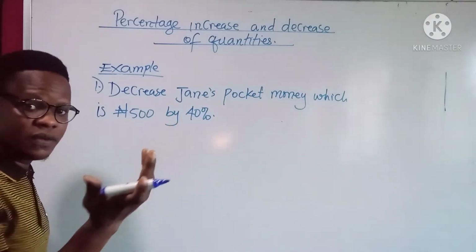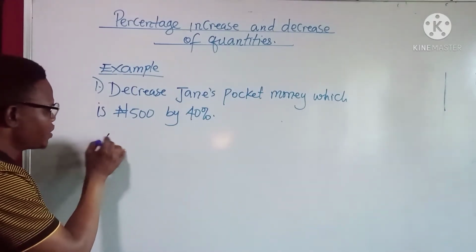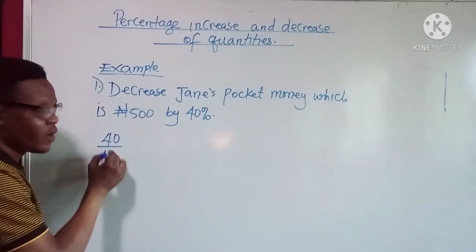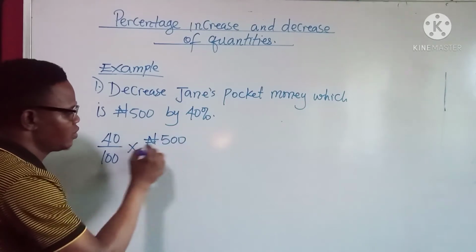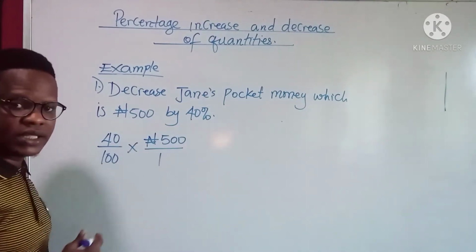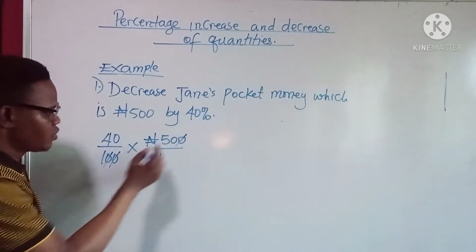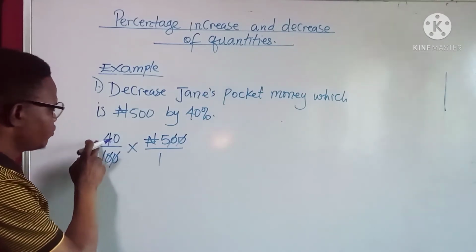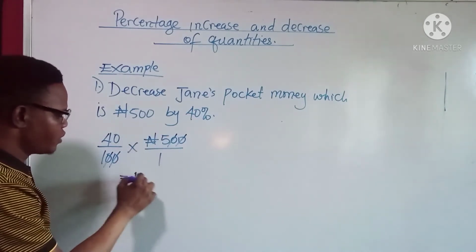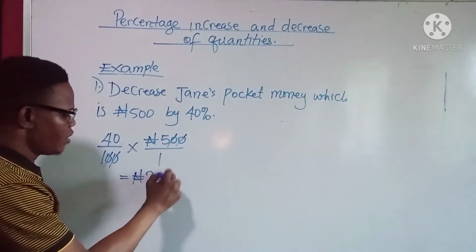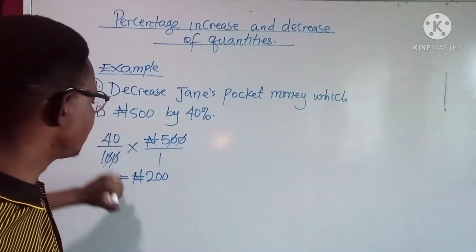So using the first method, we first find the 40% of 500 naira. So that is 40%, which is 40 over 100, of 500 naira over 1. So let's solve that and get what the answer will be. 0 cancels 0. 0 cancels 0. Okay, so that is 40 times 5. 40 times 5 is 200. So the naira still comes down. That is 200 naira. So 40% of 500 naira is 200 naira.